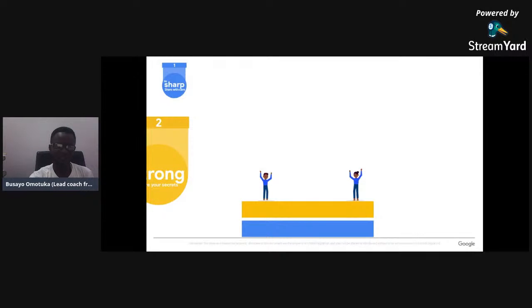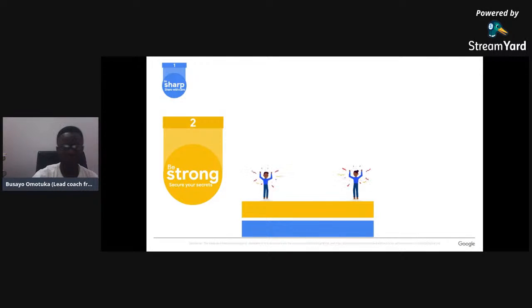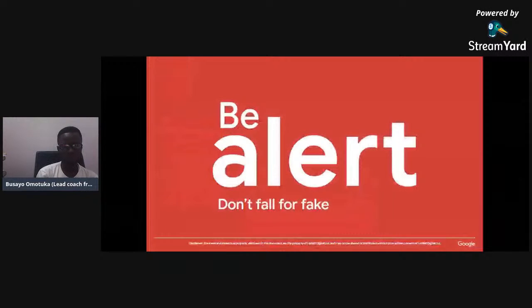Right, so again, I want to congratulate us. We just finished another aspect of how we can ensure that our students are safe on the internet. Now let's look at the third one, which is be alert and don't fall for fake.